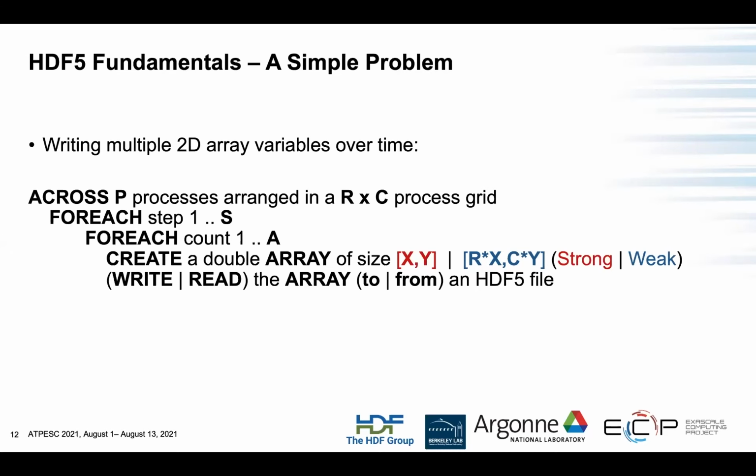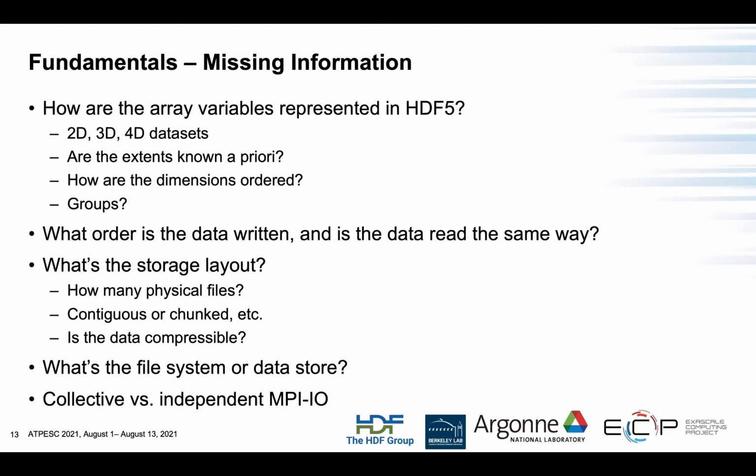So this is a very simple problem, but it's missing some fundamental information. For example, how are the array variables represented in HDF5? Are you going to represent those as 2D arrays as written, or do you want to combine them into larger 3D or 4D data sets? Do you know the extents of the data sets ahead of time, or are you going to have to keep extending the size of those data sets as the simulation progresses? You also have to determine how the dimensions are ordered within the arrays themselves, and if you want to organize those data sets into groups.